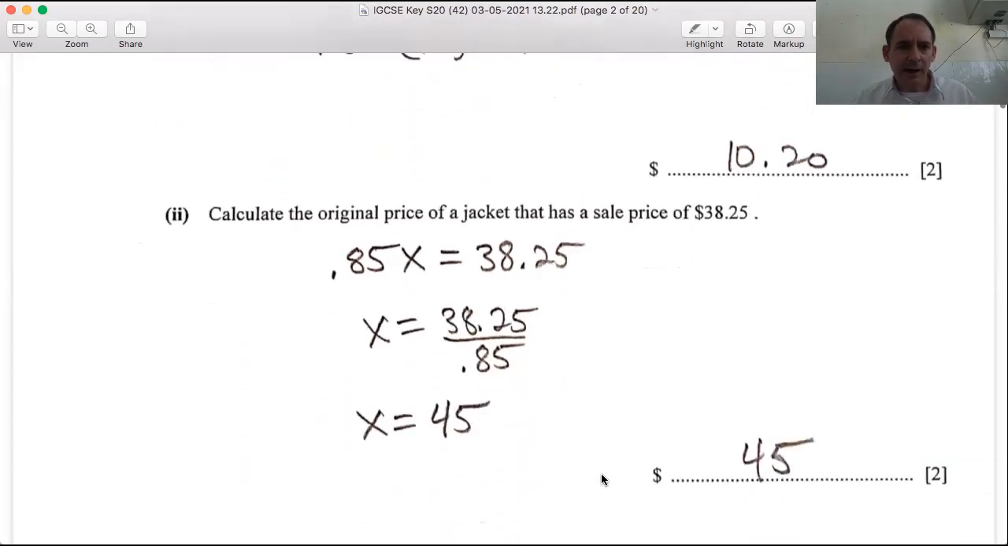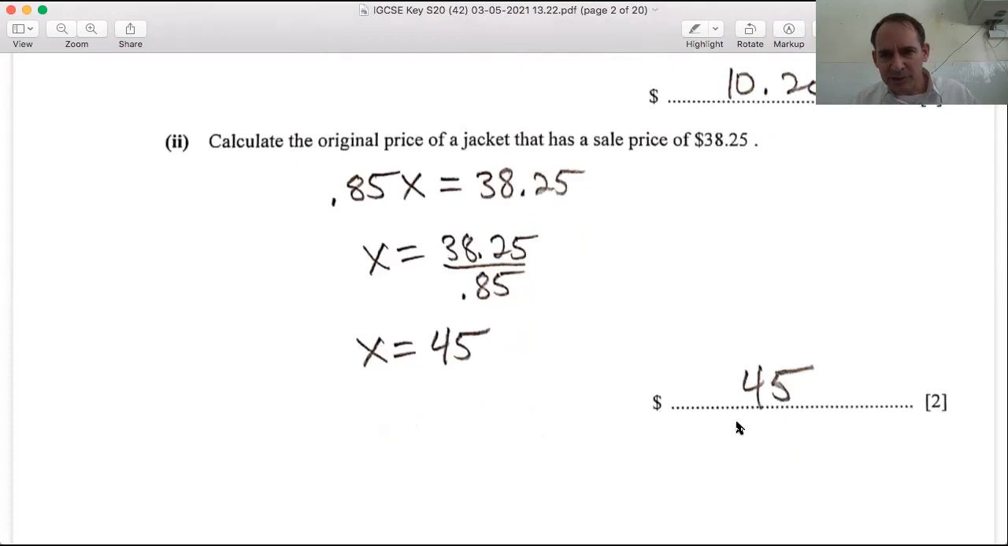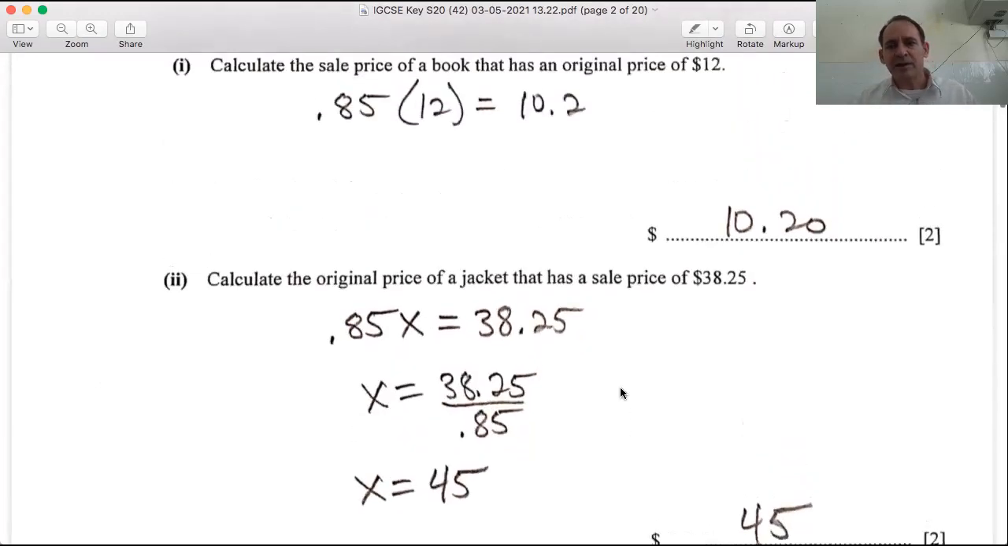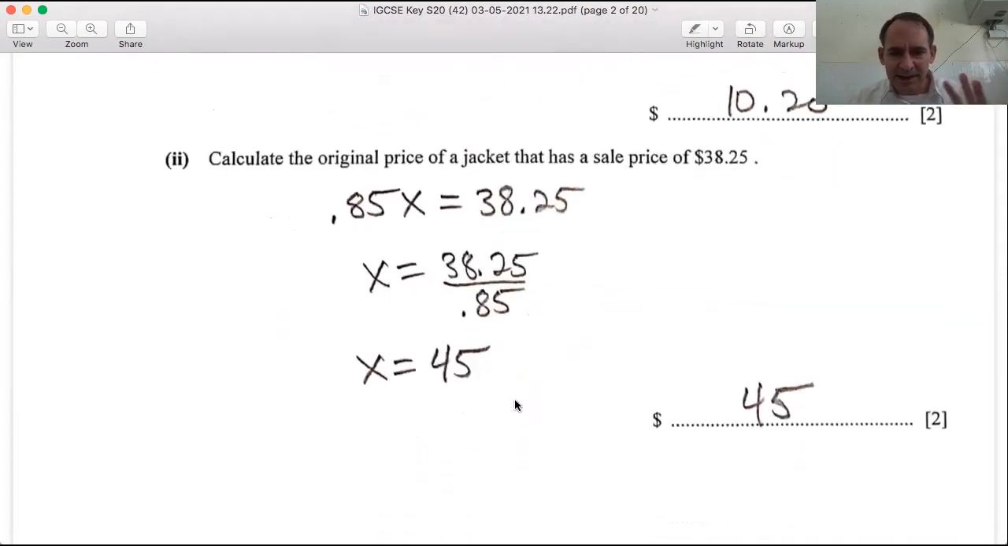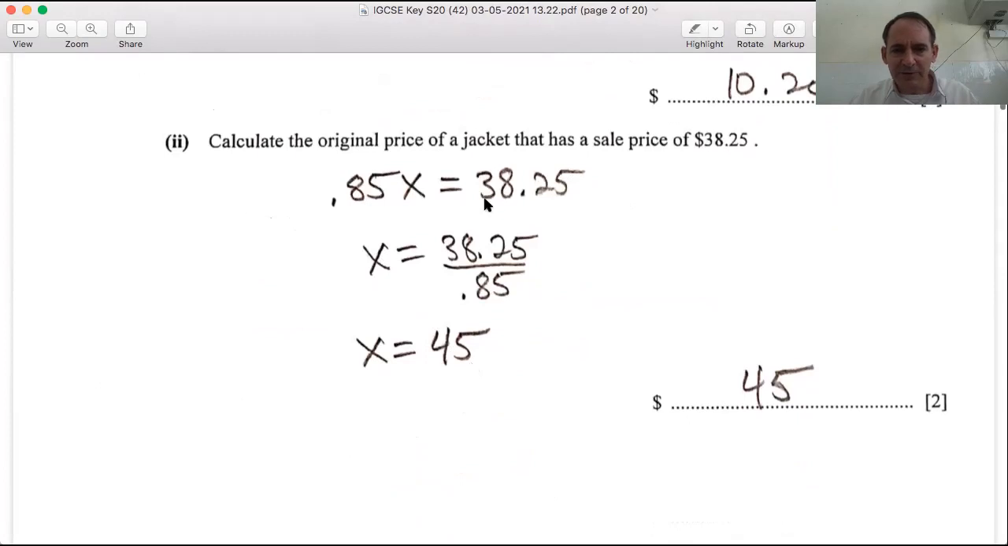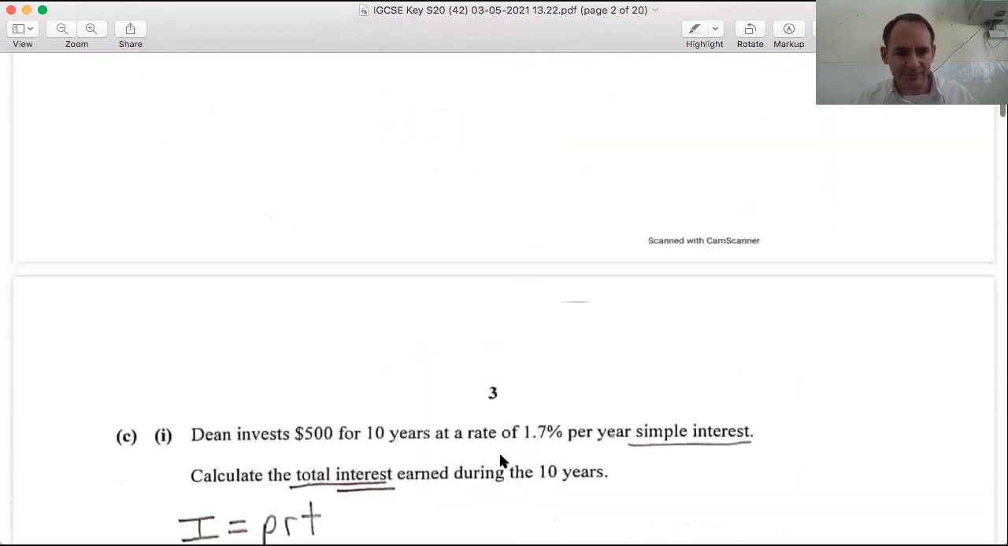Part I, calculate the original price of a jacket that has a sale price of $38.25. So this time they gave us the sale price and we have to calculate the original price. So this time we want to divide both sides by 0.85 and we end up with the original price being $45. You should be able to think about this logically. Your sale price should always be lower than your original price. And so if you end up with that not in the right order, then you probably did something wrong. But the original price, $45, the sale price, $38.25.